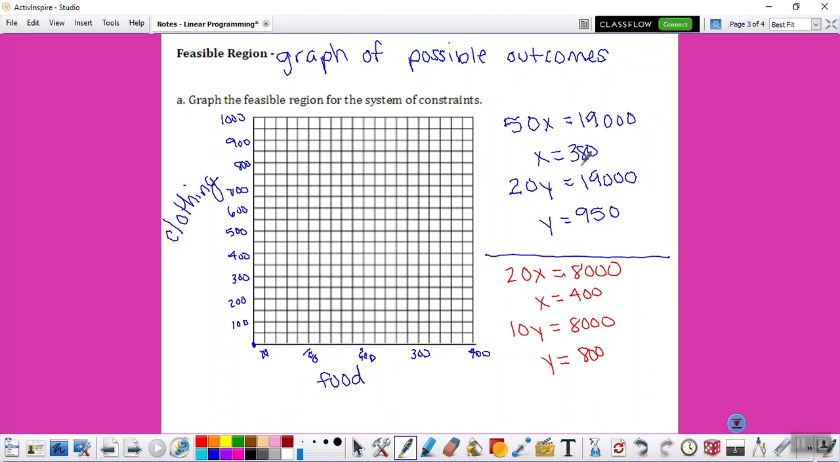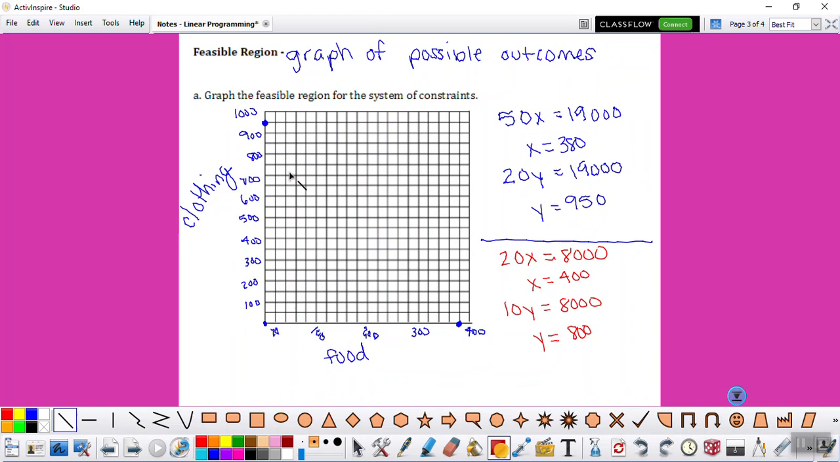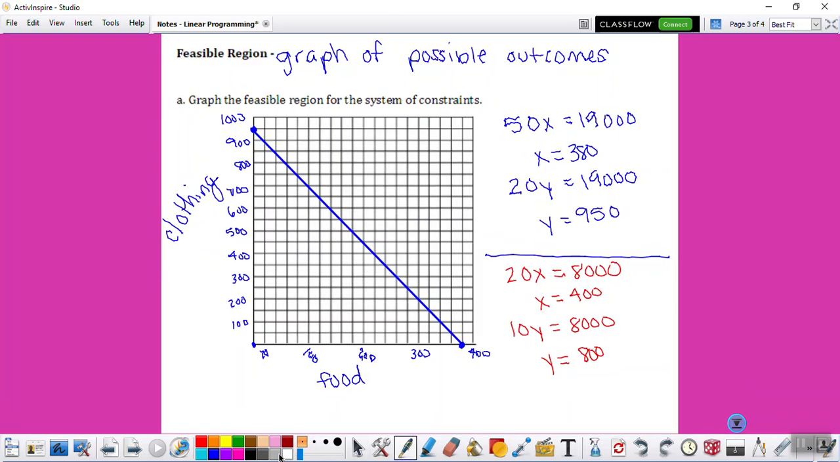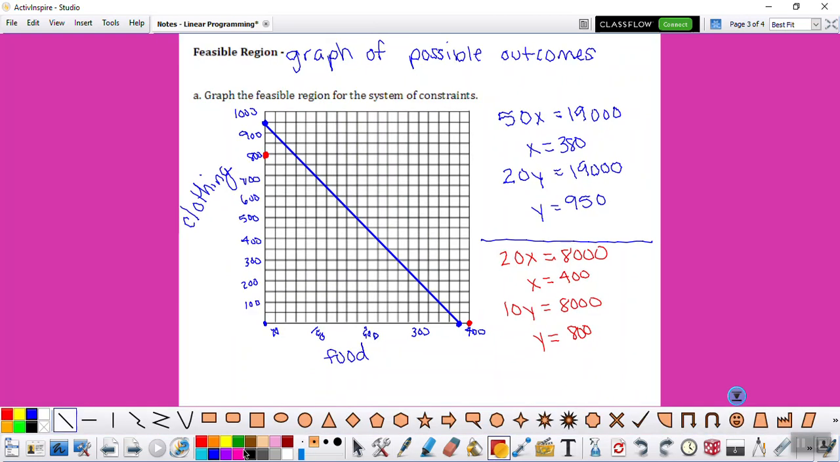So our first line has an x-intercept of 380, so 300, 320, 340, 360, 380, and a y-intercept of 950. I'm going to use my ruler to connect those. So we want to know exactly where these lines intersect. That's really important. And then my other line has an x-intercept of 400 and a y-intercept of 800. Again, connecting with my ruler.